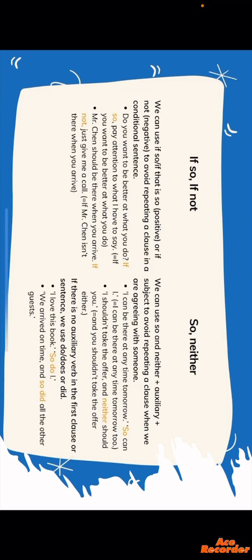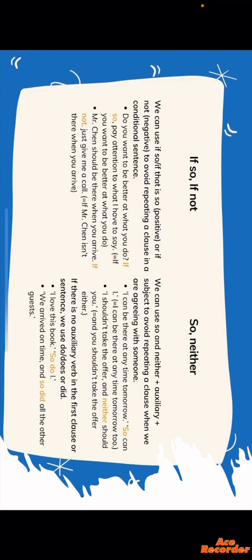Also we have so and neither. We can use so and neither plus an auxiliary plus subject to avoid repeating a clause when we are agreeing with someone. Here it says, I can be there at any time tomorrow, so can I. So is referring to I can be there at any time tomorrow too. The next example says, I shouldn't take the offer and neither should you. Neither is referring to you shouldn't take the offer either.